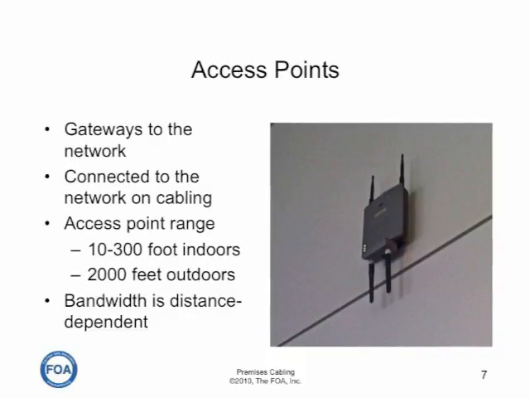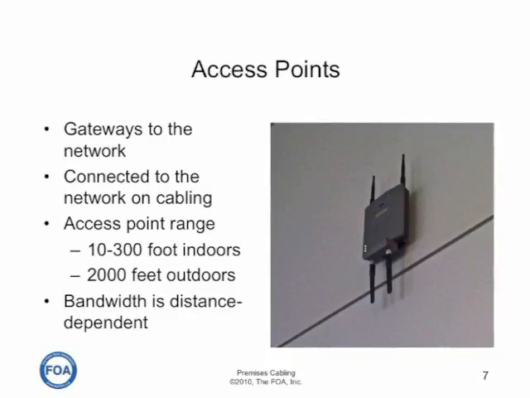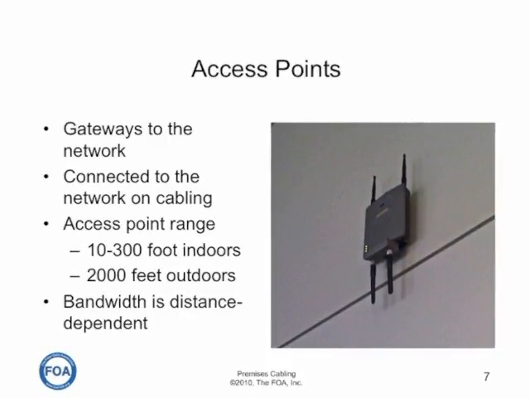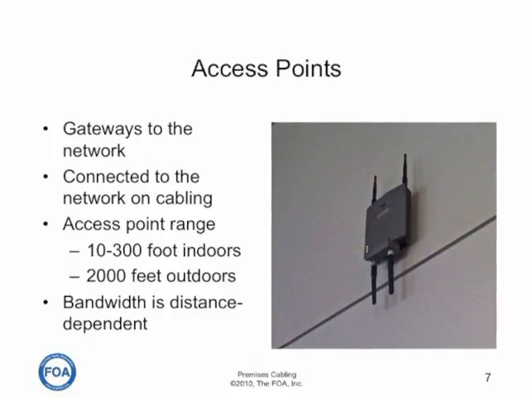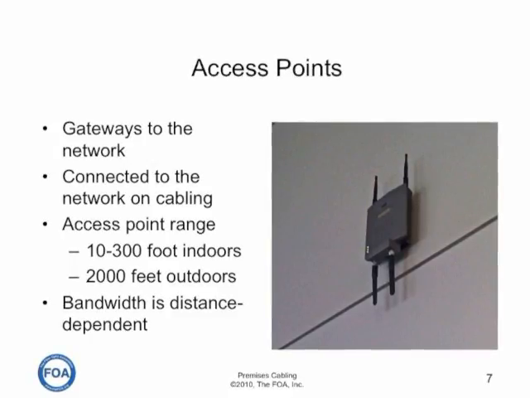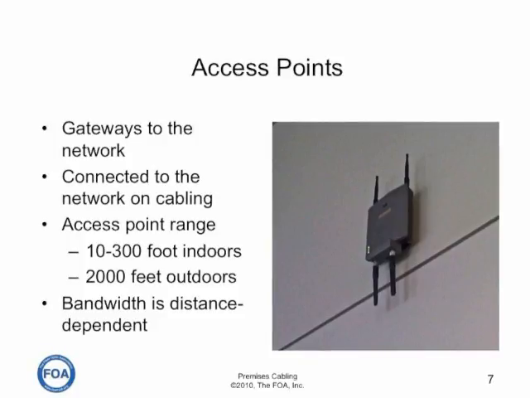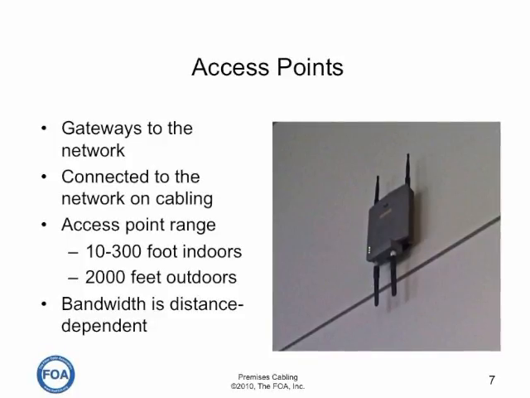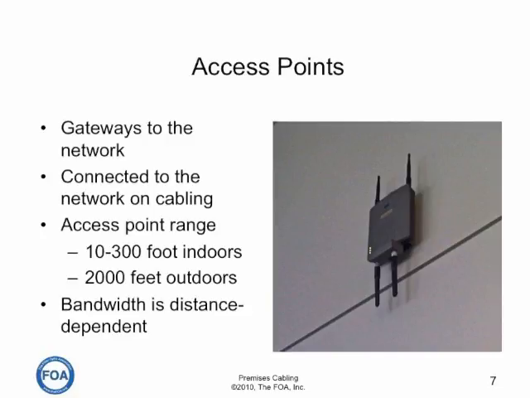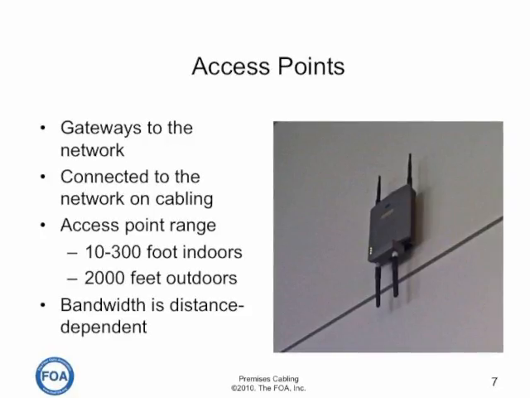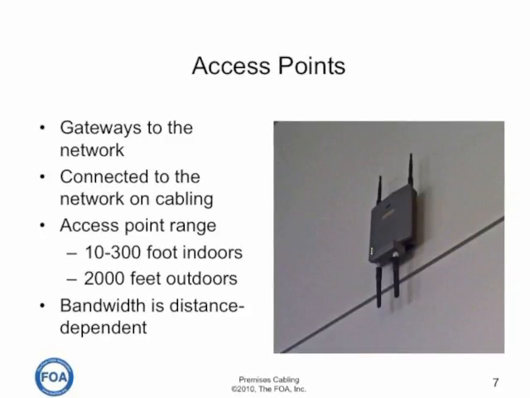Access points are the gateways to the wireless network. The access points are connected to the network on cabling and have a wireless range of up to about 300 feet indoors and 2,000 feet outdoors. But the bandwidth is distance dependent, so it's better to be closer to the access point than farther away.